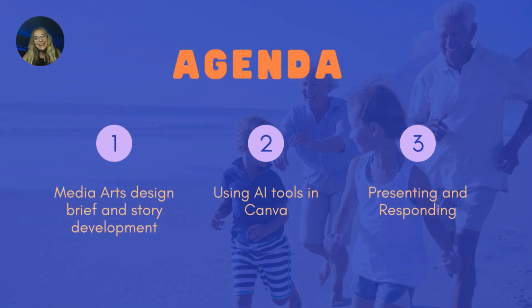Well, hello there. The agenda for today is these three different parts. We're going to be looking at media arts and the design brief and story development that I went through with the students. They were year 5 age. We then looked at using AI tools in Canva and how we went about that and what the students used. Then we're going to be looking at the presenting and responding component of the unit.